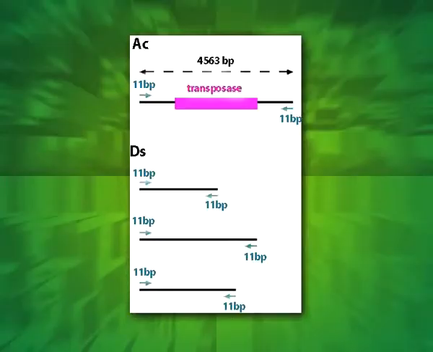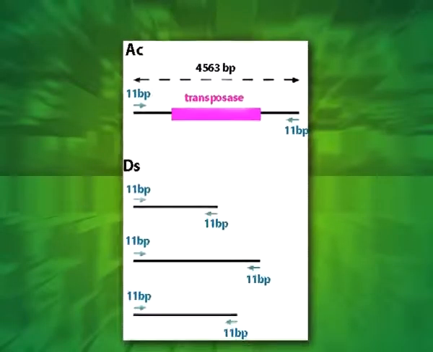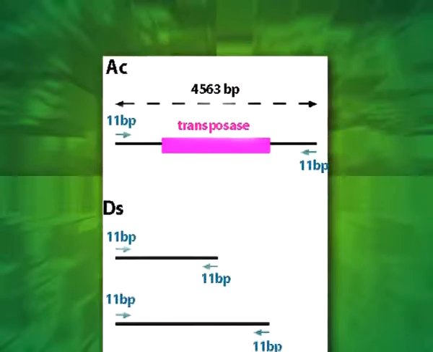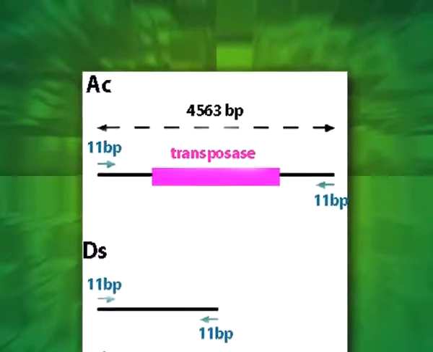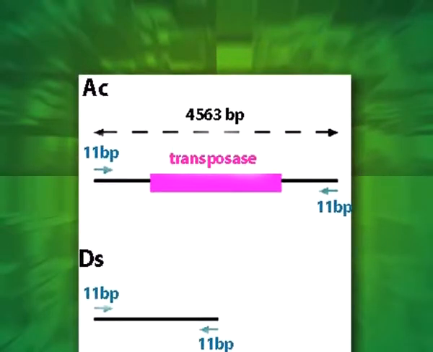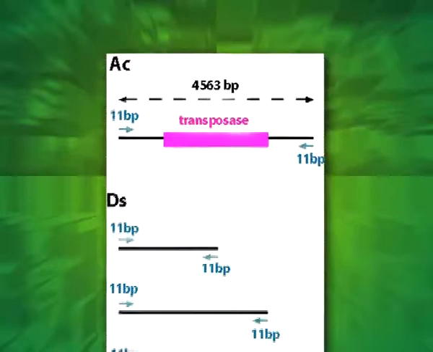The most conspicuous of these are at the ends, where an 11 nucleotide pair sequence at one end is repeated in the opposite orientation at the other end. These inverted terminal repeats are thought to play an important role in transposition.